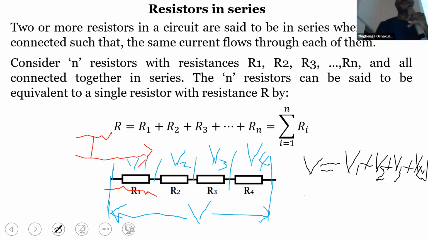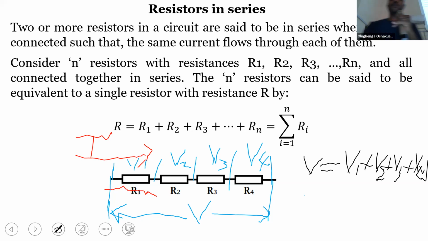So when we imagine these resistors to be electric bulbs, and they are glowing, if one should go off, all of them will go off. Because when one goes off, the current flow through it becomes zero. Since they are in series, the current flow through all of them will be zero. For current to flow through all of them, they must complete the circuit.